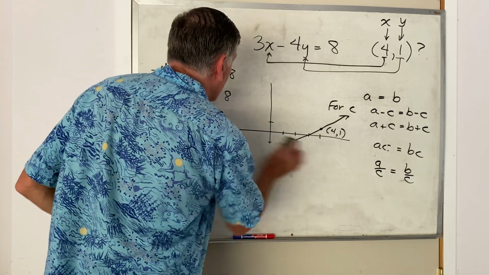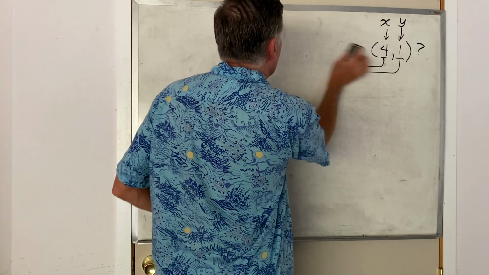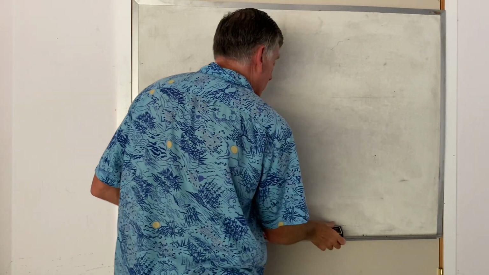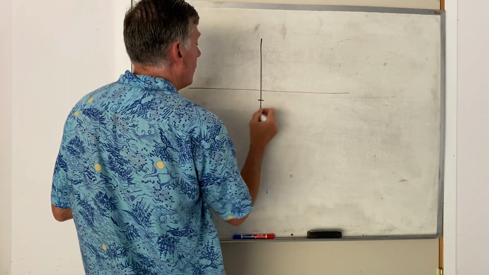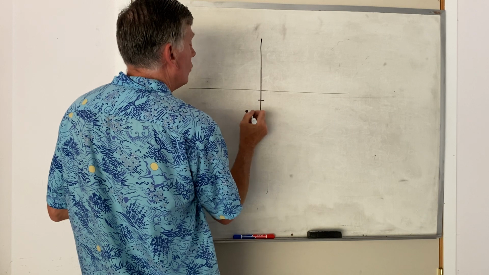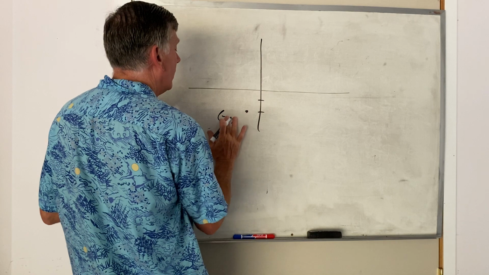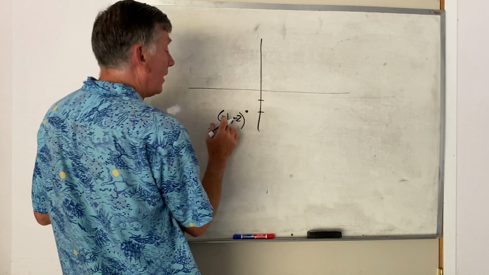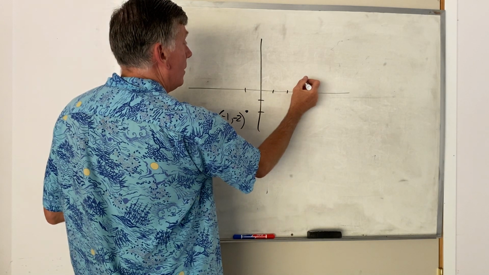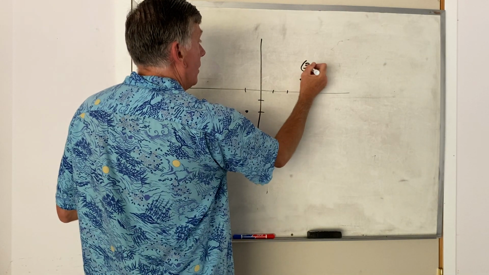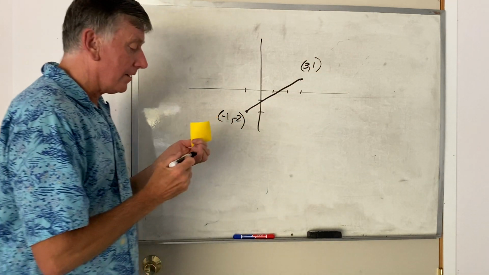The next thing I want to talk about is the distance formula. I have 2 points on my coordinate axis. Let's suppose one of them is 2 minus 1. Oops. Minus 1 minus 2. X comes first. And then let's say 3, 1 here. And I want to know, what's the distance between these 2 points?